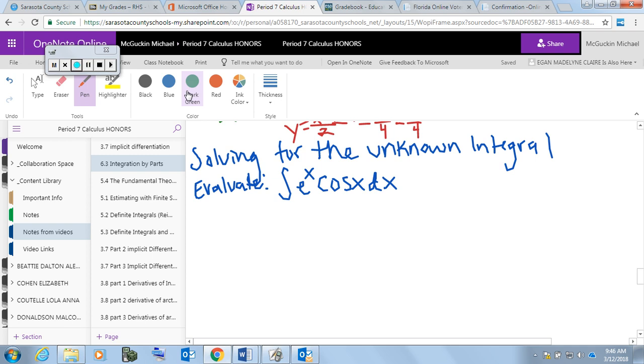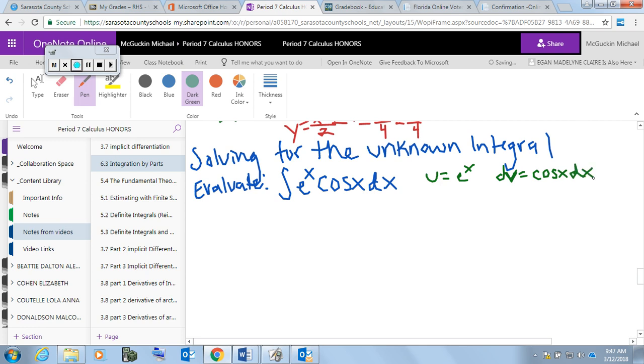So let's think about LIATE. LIATE would tell us that the first thing that we see in there is our exponentials, right? That comes before our trig functions. So I say we go ahead and focus on making u e to the x, and then we'll go ahead and make dv, excuse me, not du. dv is going to be cosine of x dx.